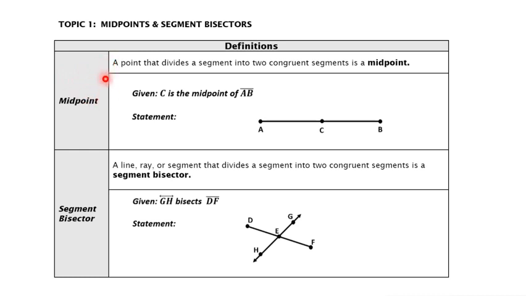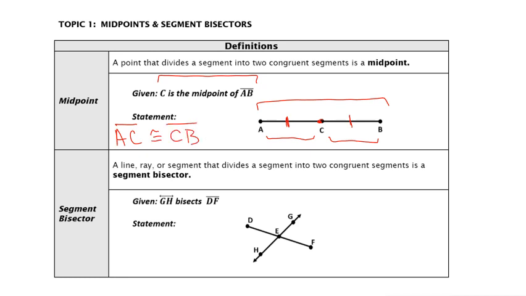Midpoint, you might remember from Math 1 a bit. It says a point that divides a segment into two congruent segments is a midpoint. So basically, if you're given that a point is a midpoint, it's actually going to be cutting the segment in half. So what that means is whatever the length of AB is, if C is in the middle or the midpoint, it's like the halfway point, and these two lengths created are exactly the same. So we would say AC is equal or congruent to CB.